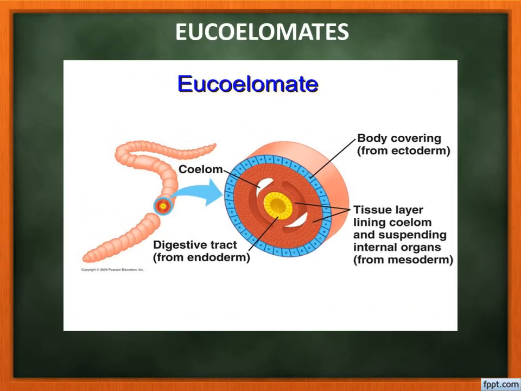And the next one, eucoelomates. Eucoelomates also consist of the three layers. Here it is clearly mentioned: the outermost layer is called ectoderm, the innermost layer, in yellow color, is endoderm, and the middle layer is called mesoderm. In this mesoderm layer, a cavity is formed, which they have mentioned as coelom. The cavity is formed in this middle layer. So this is called eucoelomates.